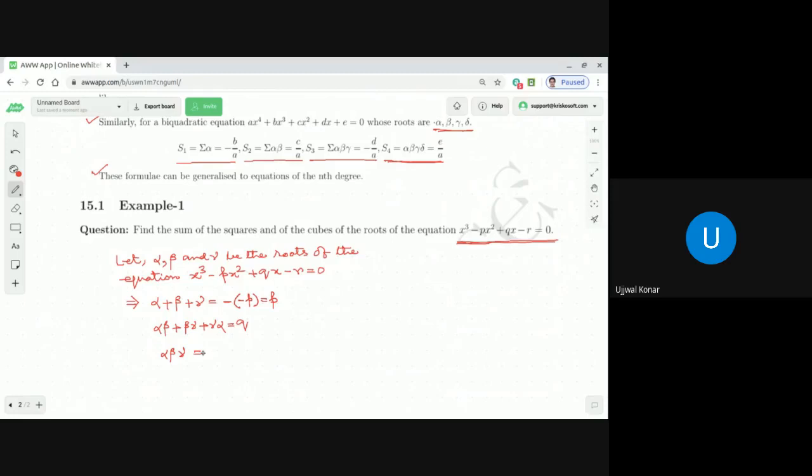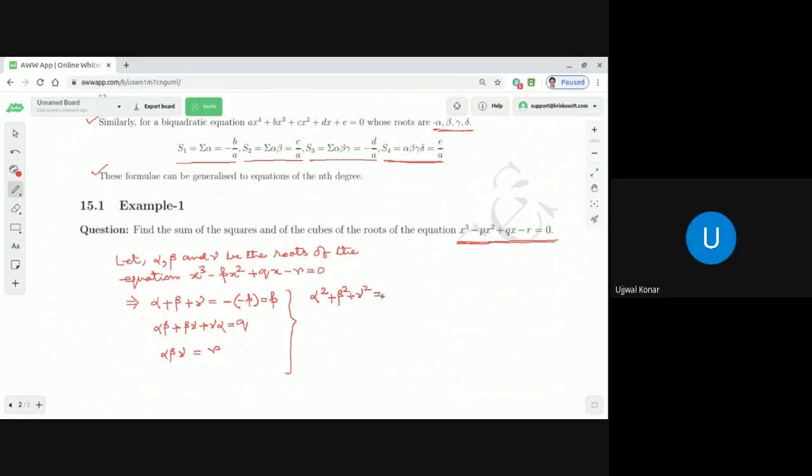It will be equal to, can you please say? R. R, exactly. So now, what do you need to find? We need to find alpha square plus beta square plus gamma square, isn't it? According to the question, we need to find alpha square plus beta square plus gamma square.